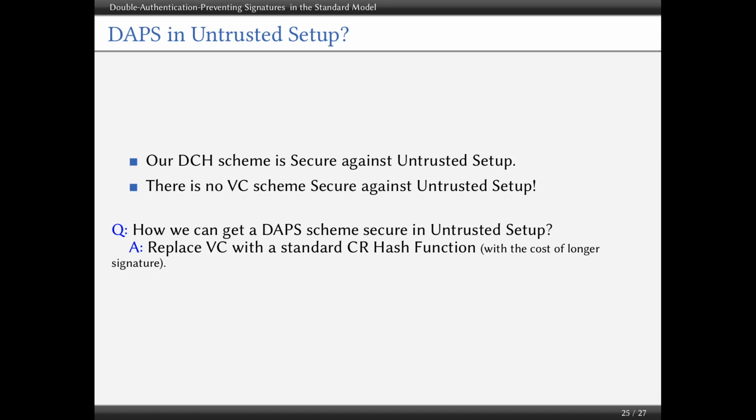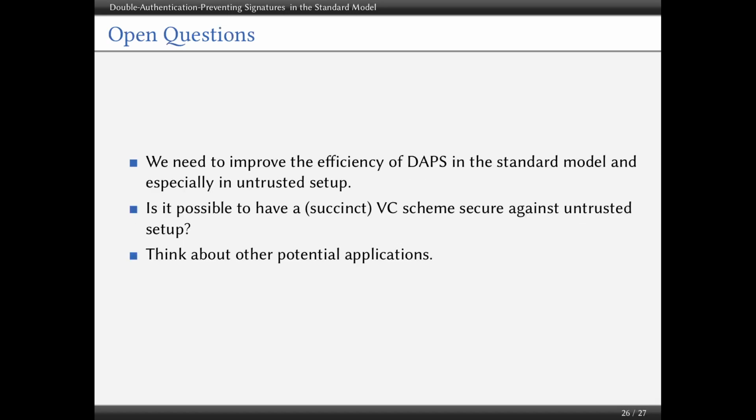And as you probably remember, at the beginning of the construction, I emphasized that this vector commitment is there for the sake of efficiency, while it was still possible to use a hash function with the cost of longer signatures. And yes, we need to improve the efficiency of DAPS in the standard model. There already exist some DAPS schemes in the random oracle model which are quite efficient, but we would like to have this efficiency in the standard model also, and especially in untrusted setup, because as we saw, we replaced vector commitment with a hash function, which was the source of inefficiency there.